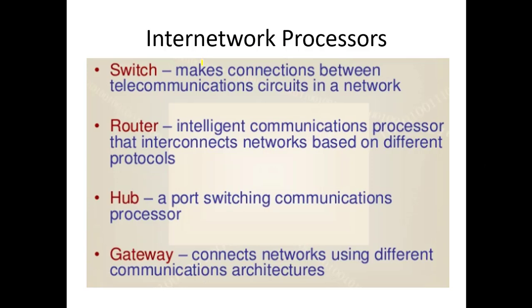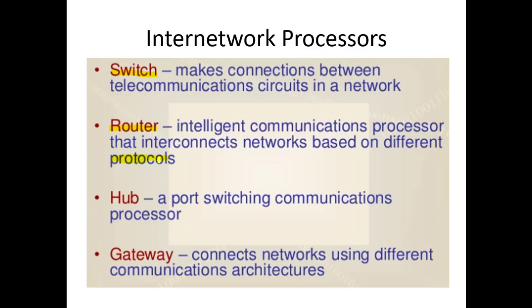We mentioned also inter-network processors. The first one we have is the switch. This device makes connections between telecommunication circuits in the network. Then we have a router. Take note, a router is a computer. It has its own operating system, it has memory, it has its own command line interpreter. So a router is an intelligent communications processor that interconnects networks based on different protocols.